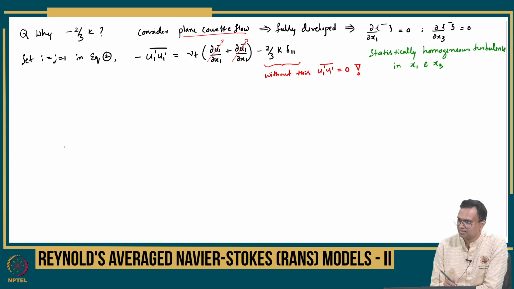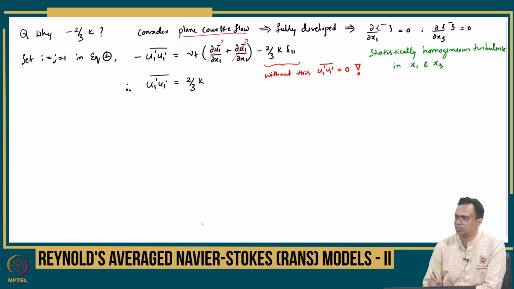This is the reason why the Boussinesq is using minus 2/3 k, and therefore now this will be essentially your u1 prime u1 prime, which is now set to 2/3 k. Delta 11 is 1. This is fine. So now at least 2/3 k has been set. But why 2/3 k?